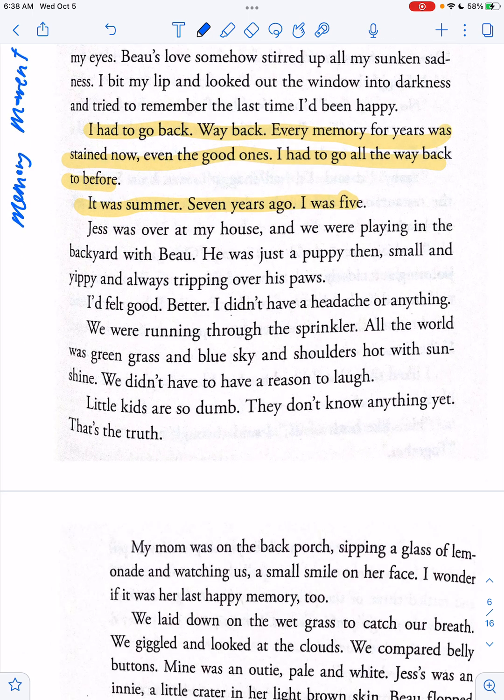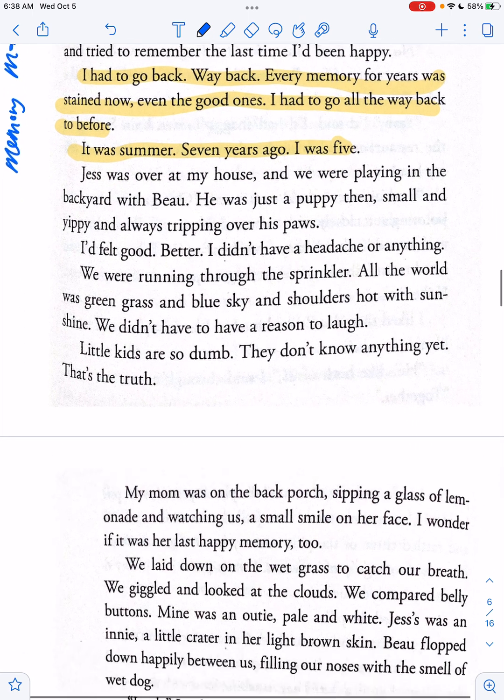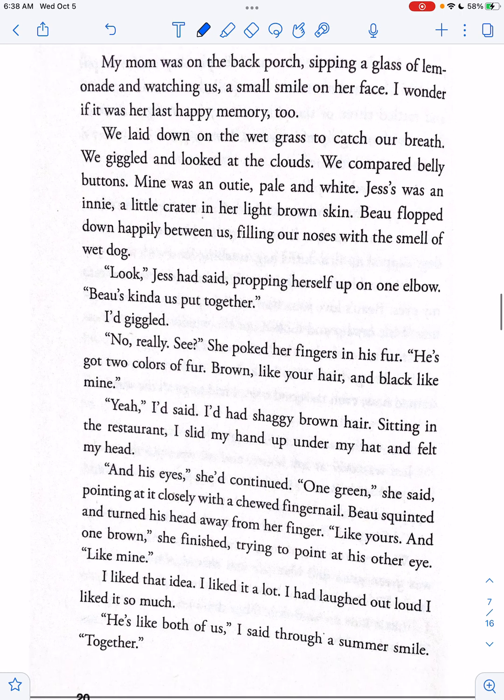Little kids are so dumb. They don't know anything yet. That's the truth. My mom was on the back porch sipping a glass of lemonade and watching us, a smile on her face. I wonder if it was her last happy memory too.